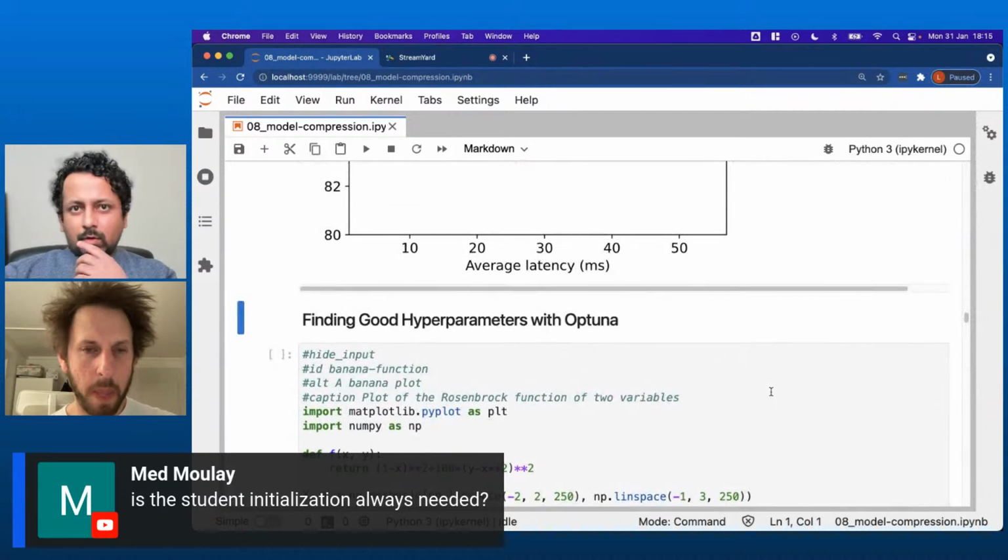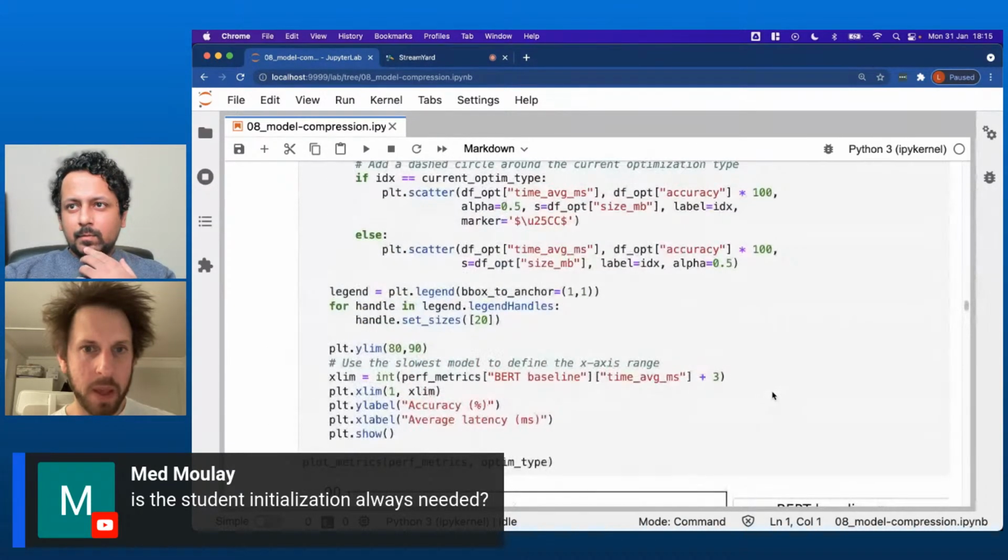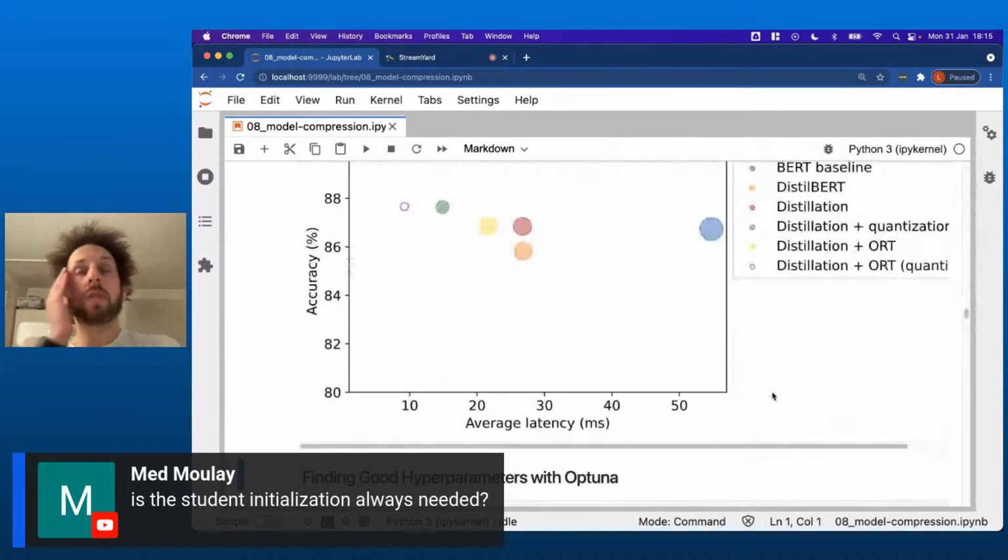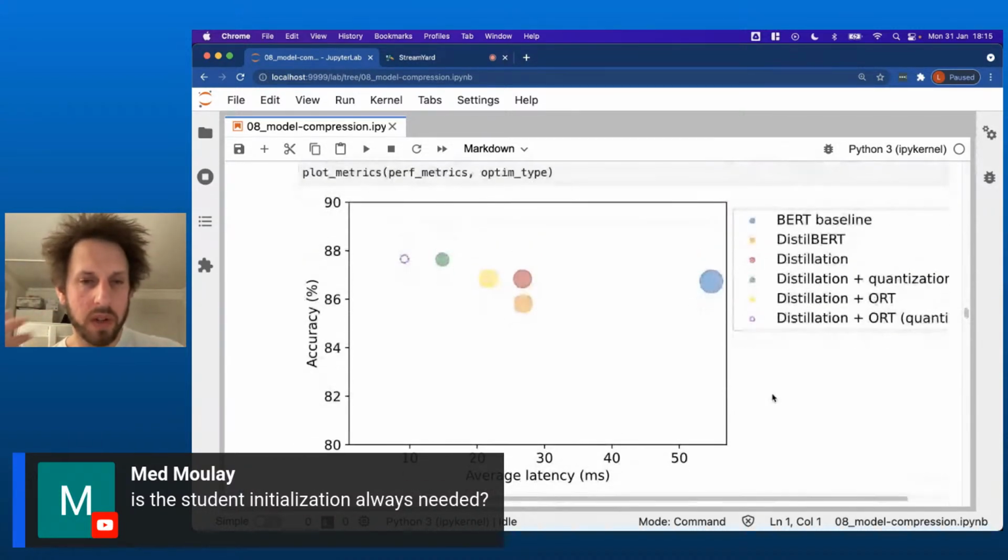Another question is, is the student initialization always needed? Yes, so let's think about this. Okay, so maybe the question is, why do we need to initialize a model like DistilBERT with a randomly initialized head? Maybe we could already work with something that has been partially tuned on the task. I don't know what happens in that case. That would be an interesting experiment to try out: take a DistilBERT model that's already trained on the task, and see what happens if you train it a bit more with knowledge distillation. Maybe it gets better. I'm not sure.